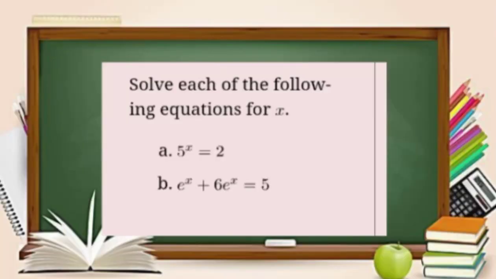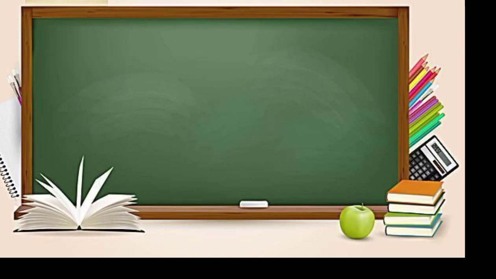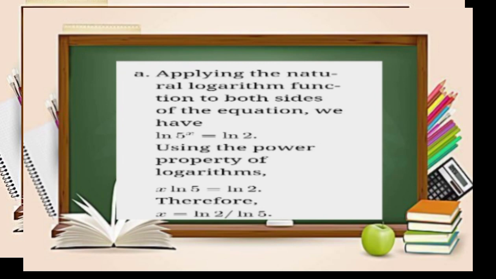So let us solve each of the following equations for x. Let us solve 5^x equals 2. So here is our solution. Let us apply the natural logarithmic function to both sides of the equation. We have ln 5^x equals ln 2. Using the power property of logarithms, x ln 5 equals ln 2. So therefore, we have x equals ln 2 over ln 5. So that's it. Thank you so much.